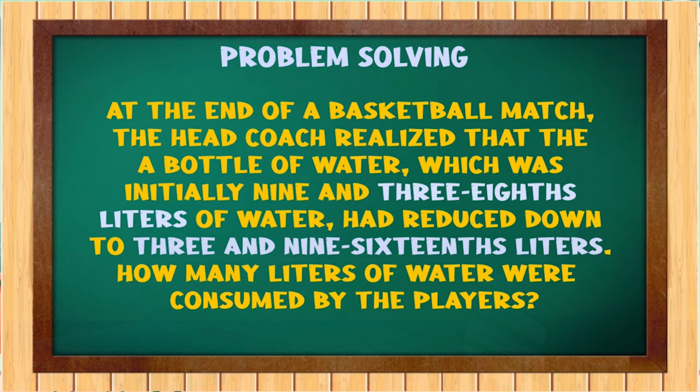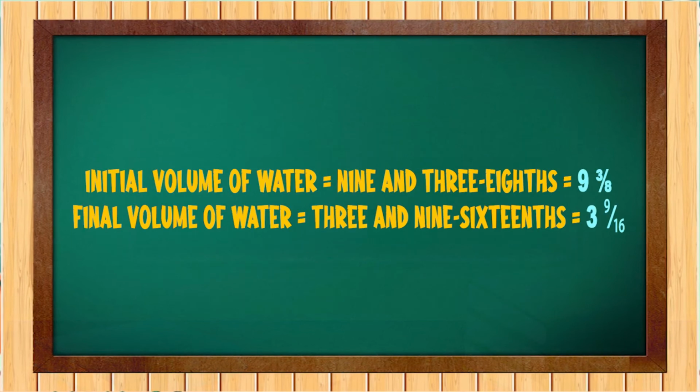I know it may seem confusing, but it's quite simple. First, we're going to identify the two mixed numbers that we're working with. So the initial volume of water is 9 and 3/8. How do we write 9 and 3/8? We write 9 as a whole number, and then the fractional part would be 3 above 8, which is 3/8.